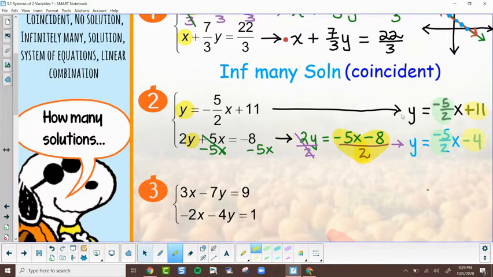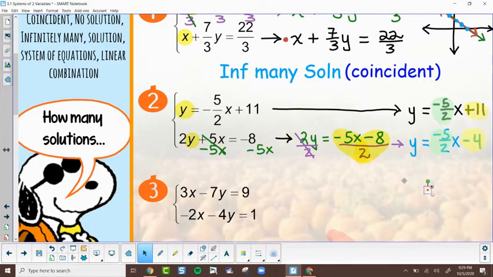So these two, let's compare these. It looks like they're both going down 5 over 2 and moving that way. But it looks like here in yellow that they're beginning in 2 different places. The top one is beginning at 11 and the bottom one is beginning at negative 4.